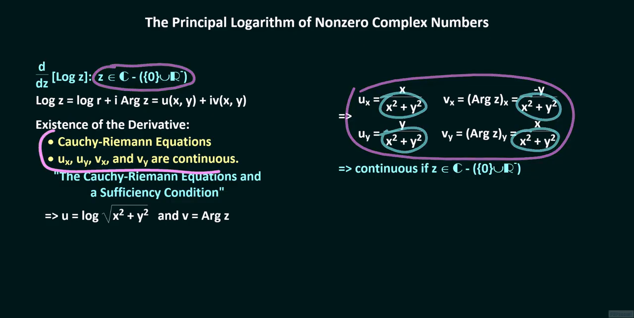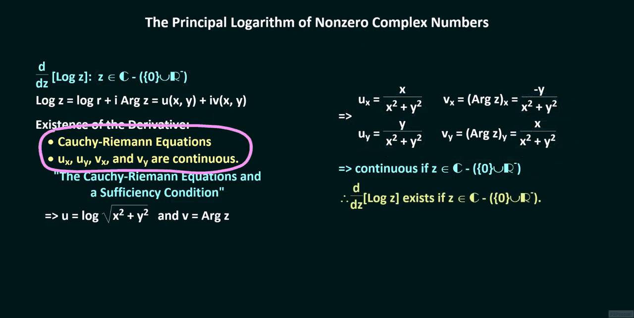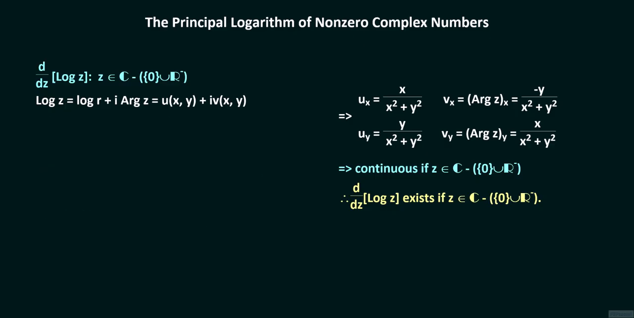Therefore, with these two conditions satisfied, the derivative of the principal logarithm function exists for every complex number that is neither 0 nor a negative real number. So now we can proceed to find a formula for the derivative of the principal logarithm function. We will do it in two ways.